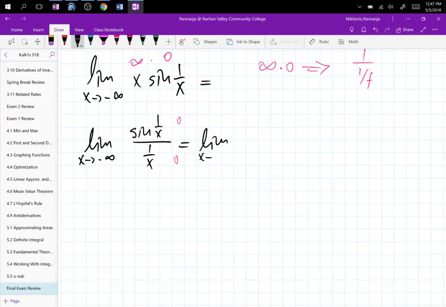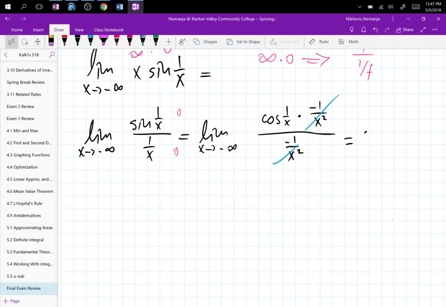So limit as x goes to negative infinity. And now the derivative of sine is cosine of 1 over x times the chain of negative 1 over x squared, divided by negative 1 over x squared in the denominator. Now these completely drop because they're identical. And now you just have the limit of cosine of 1 over x. So when you plug in infinity for x, you get 1 over infinity, which is 0. And cosine of 0 is 1.